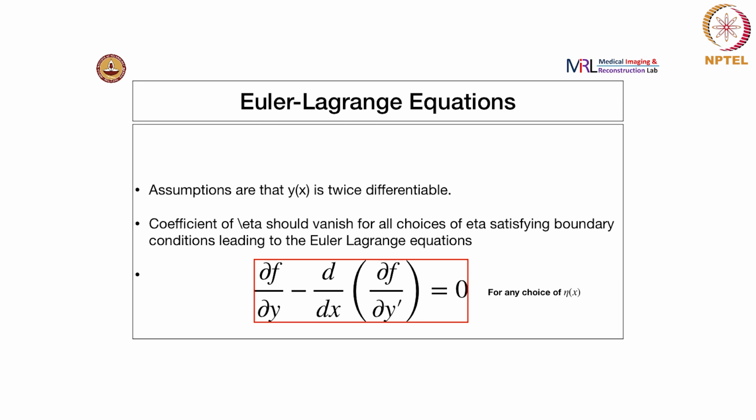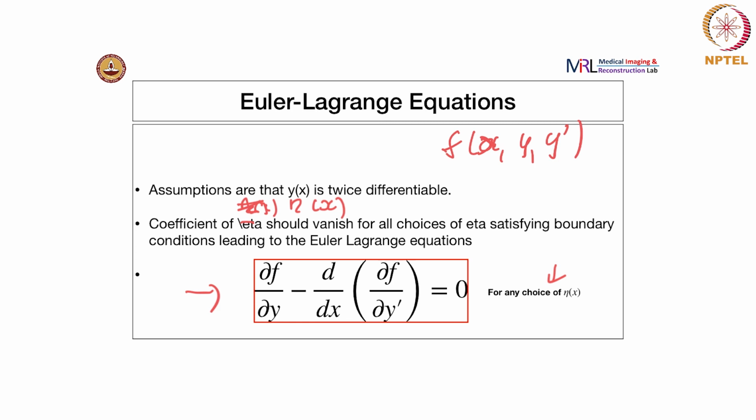So the coefficient of eta of x, I'm sorry, there's an error here. The coefficient of eta of x should vanish for all choices of eta satisfying boundary conditions, leading to the Euler-Lagrange equation. So these are the Euler-Lagrange equations for any choice of eta of x. Now these equations are partial differential equations, and this is what you use to actually estimate y. See that it is a function of both y and y prime, because we started out with f strictly as a function of x, y and y prime.